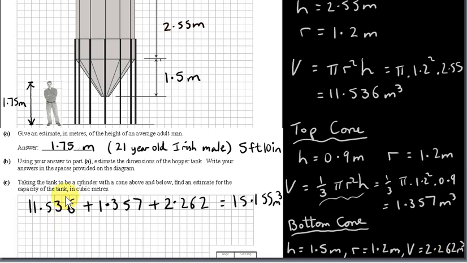So to get the volume of the tank, we just add the cylindrical part onto both conical parts. So we just add this number to this number to this number, and we get 15.155 meters cubed.